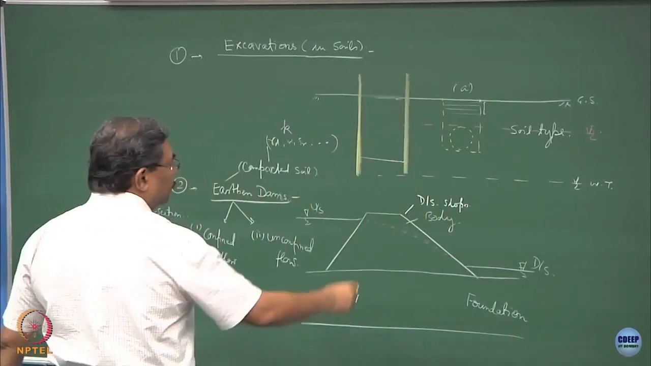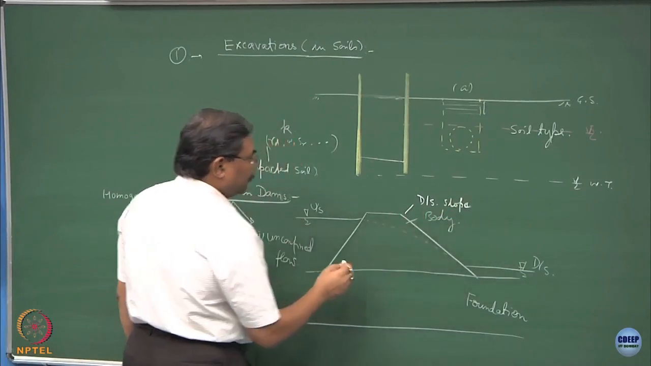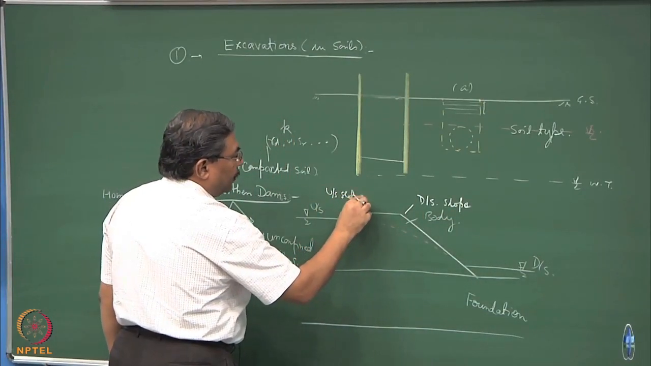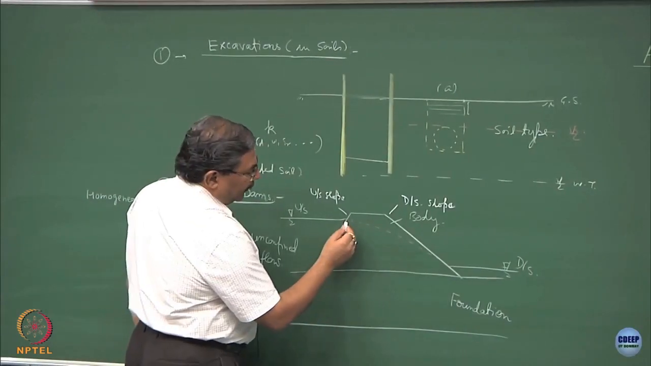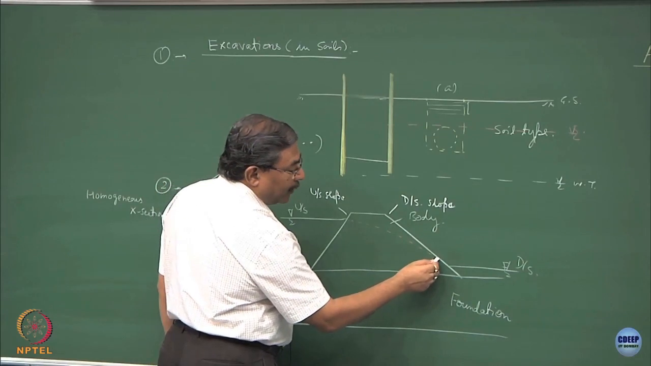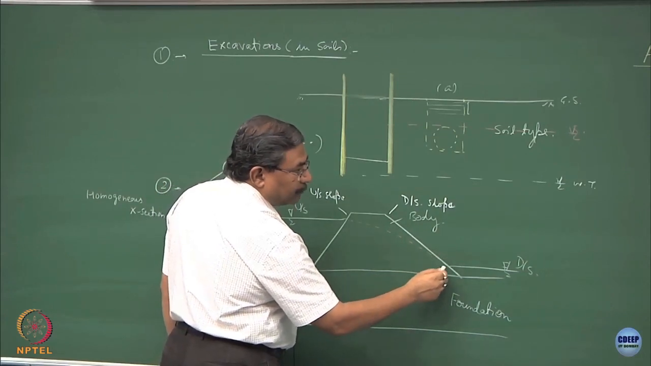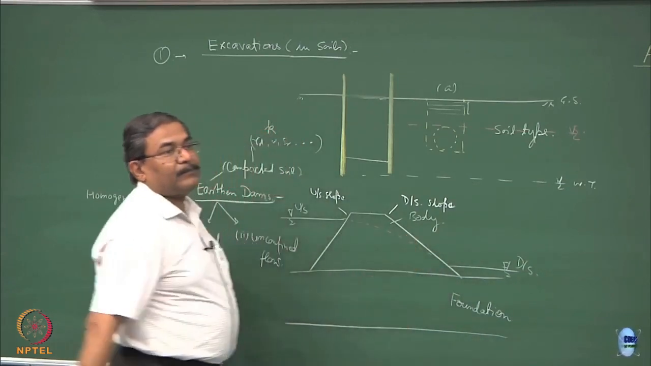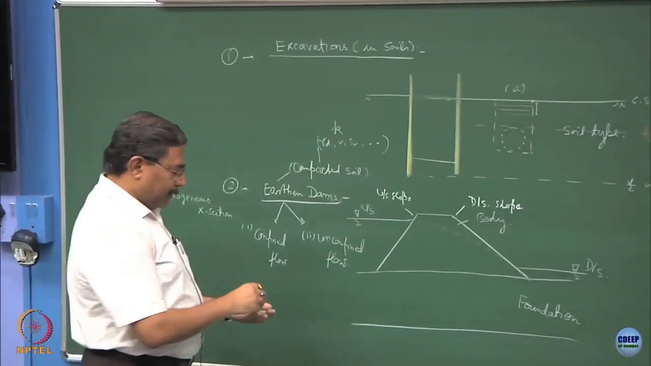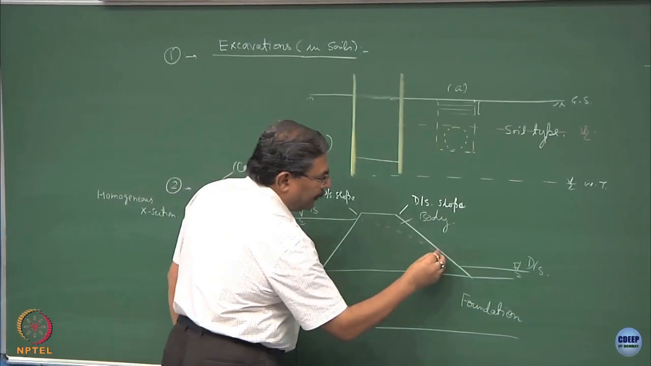This is known as the downstream slope, and this one is known as upstream slope. So as you see, the moment this top line, phreatic line, comes and hits over here, there could be some erosion which might start from this point. Clear? So in order to stop that, what is done is, normally we design filters.